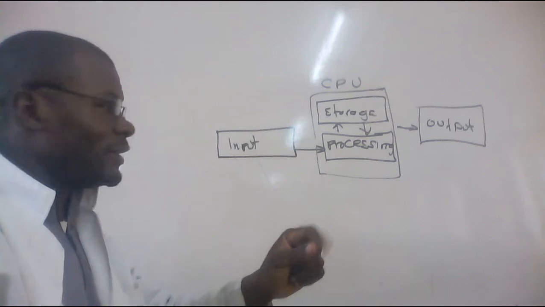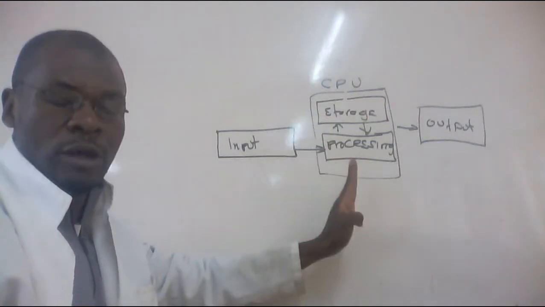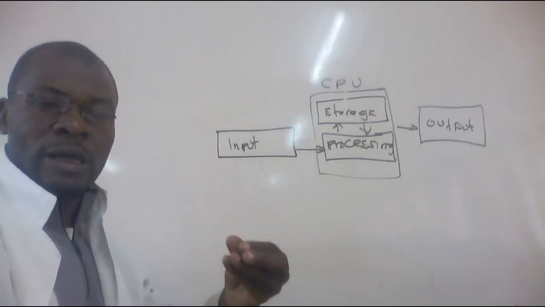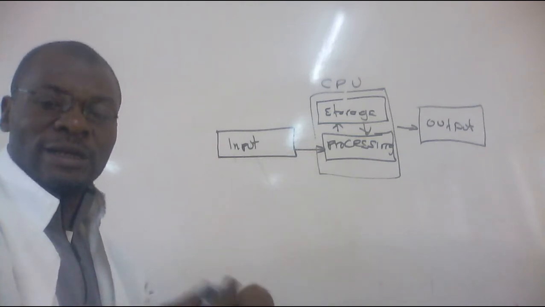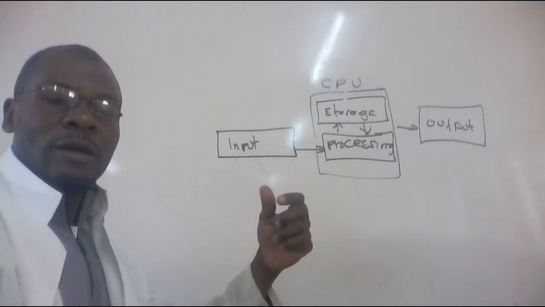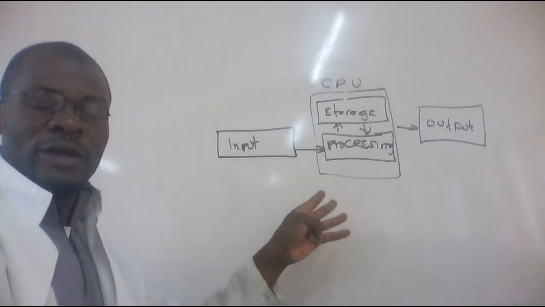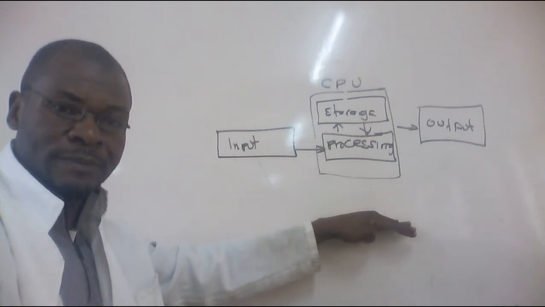In a computer, there must be input, there must be output, there must be storage, there must be processing. When one of them is missing, that is not a computer. This is what we call a computer. Anything less than this, it's just a component of computing. But the entire computing concepts come from this type of a drawing.